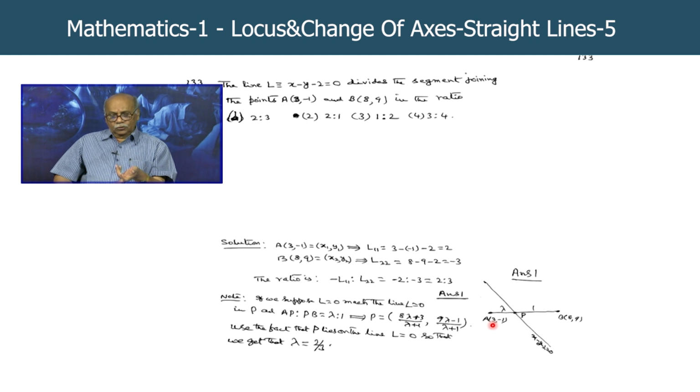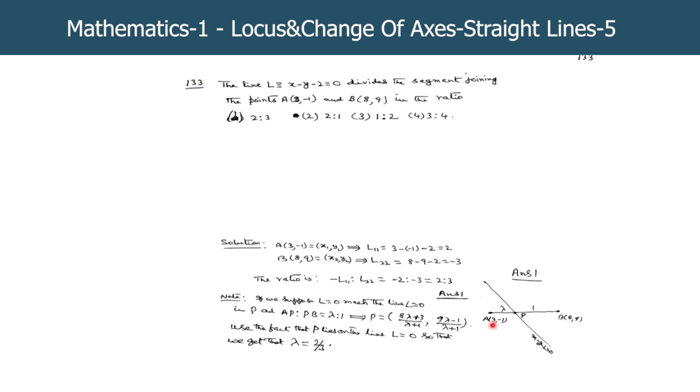And you can directly use that formula. The ratio will always be minus L11 is to L22. From minus L11 is to L22 you can decide whether the division is external or internal. So here, if you use the second procedure, lambda is equal to 2 by 3. So therefore, the answer is option number 1.